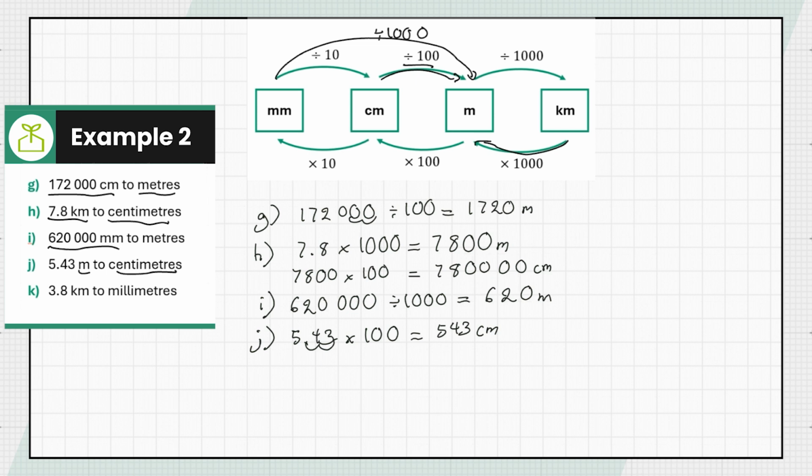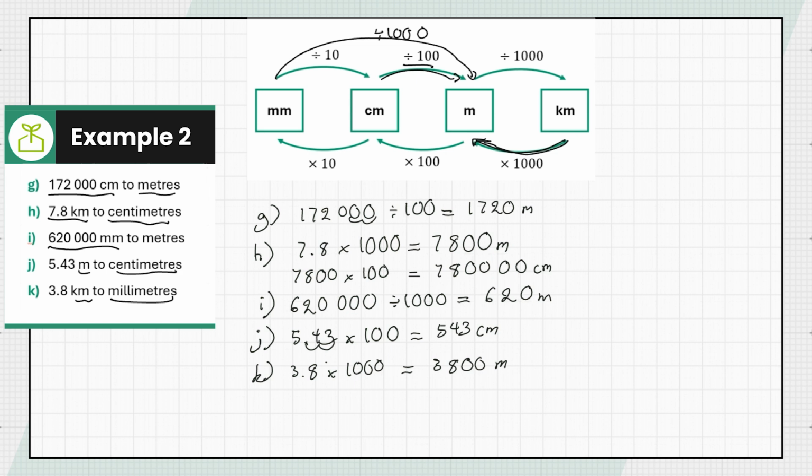Alright, so for our next one, let's do K. So for K we have 3.8 kilometers, and we want to change it to millimeters. So for 3.8 kilometers, first we want to take it from kilometers to meters. So we're going to do that by multiplying it by 1,000. So let's do that first. And what that will equal is 3,800 meters.